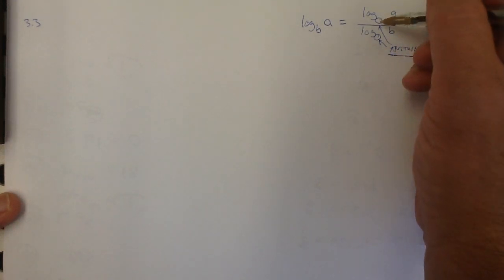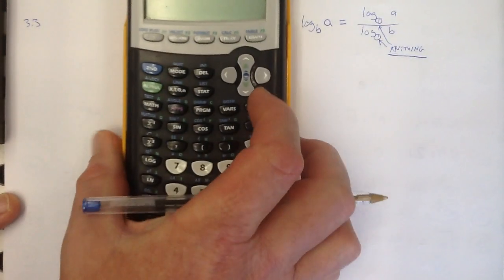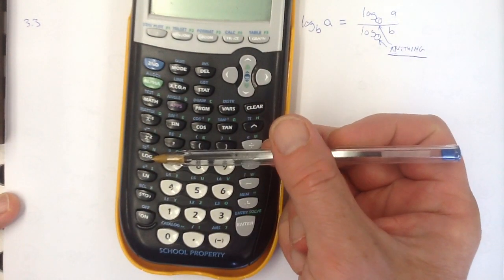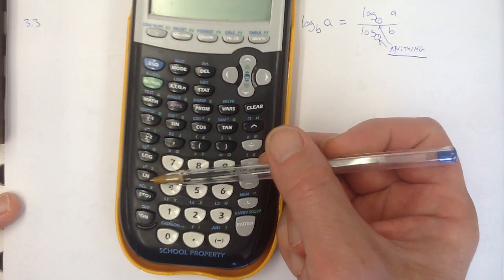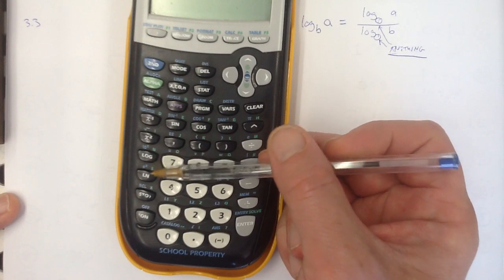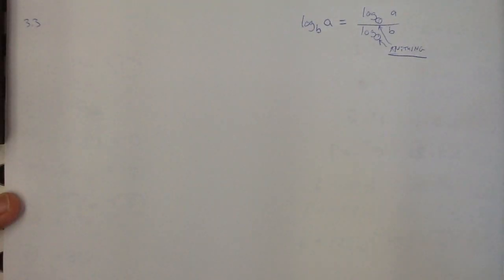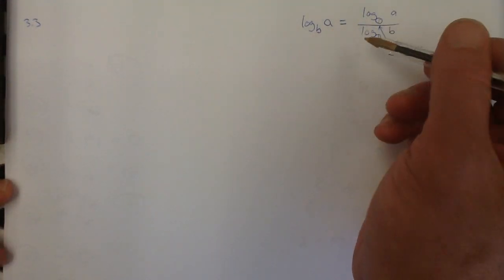The ones that we're going to use most often will be log base 10, because that's the common log. That's what you get when you hit the log button on your calculator, that's log base 10, and natural log, which is log base e. So if we're going to change it to something, we're going to change it to one of those two, because that's doable with our calculators. That's one of the properties.